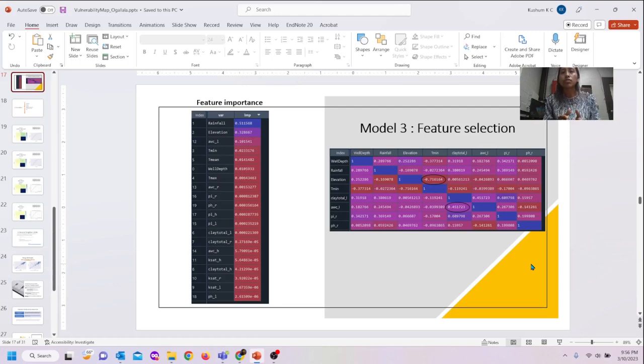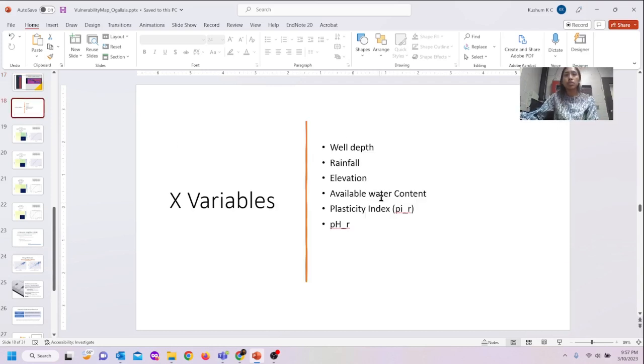So for that, we again ran a correlation among the parameters by doing feature selection among them. Here we can see that T-mean and elevation are highly correlated. So we are trying to exclude one of them. For that we use feature importance. From feature importance, we can see that elevation is more important than temperature. So that way we include elevation. Similarly, we take AWC in place of clay content. And after that, these are the parameters which we took for the third model.